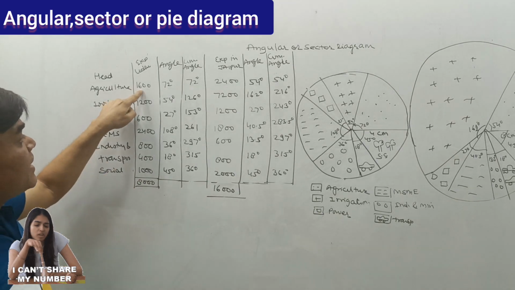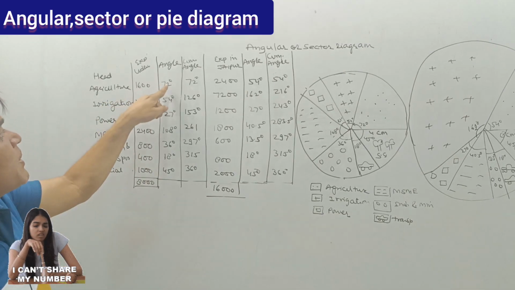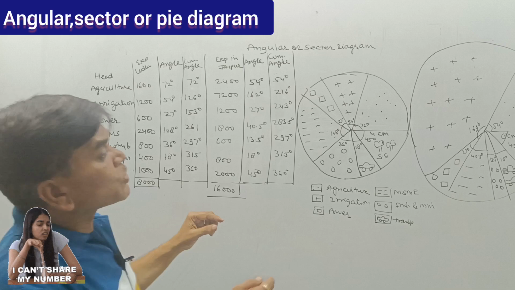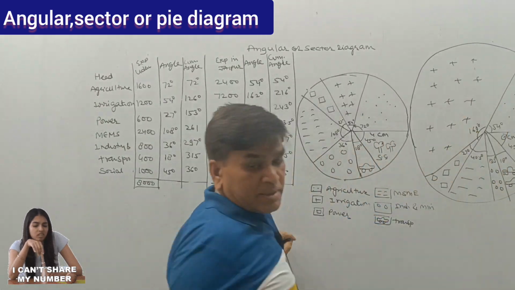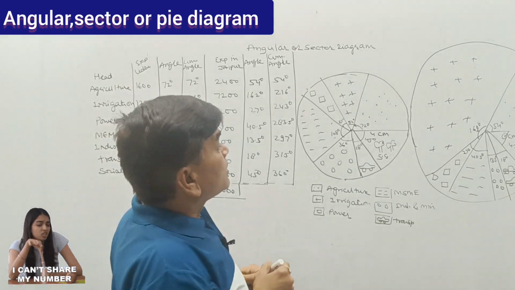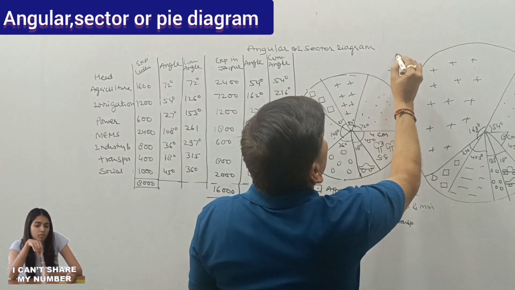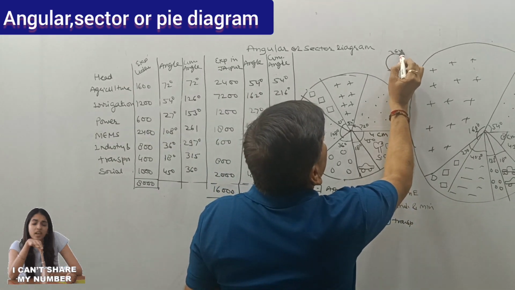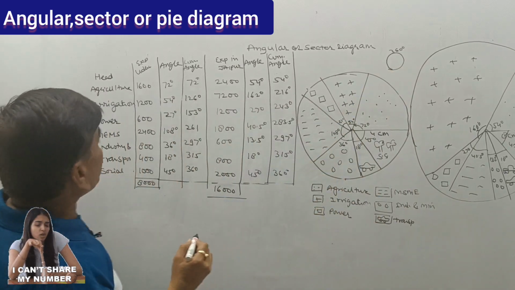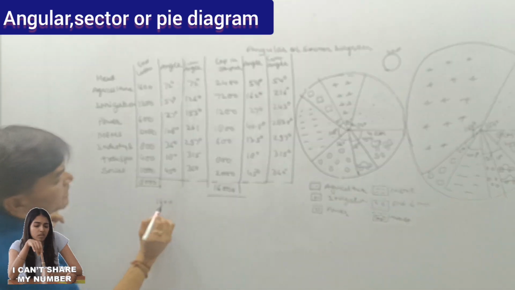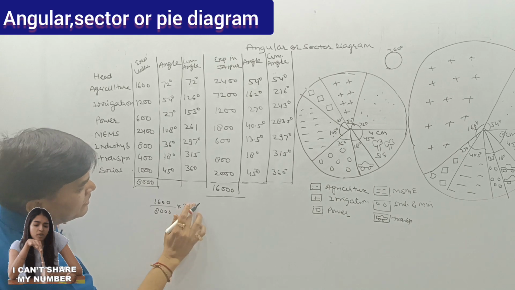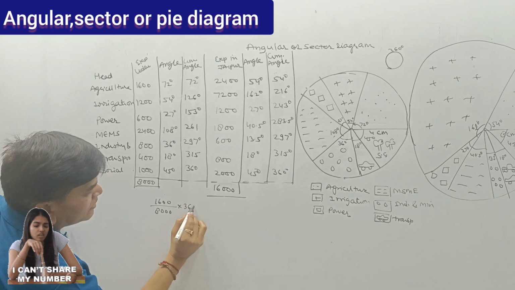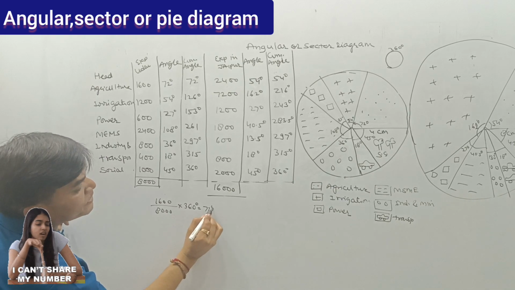and then 1600 divided by 8000 multiplied by 360 degrees, because the total circle is 360 degrees. Both circles have 360 degrees. So in the very first, what we have done is 1600 divided by 8000 multiplied by 360 degrees. So we are getting the result of 72 degrees.